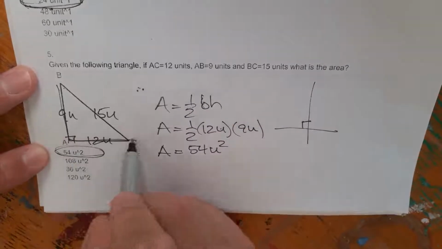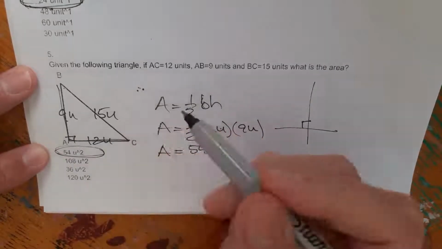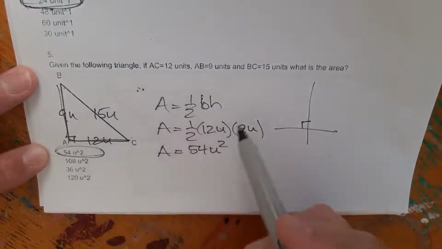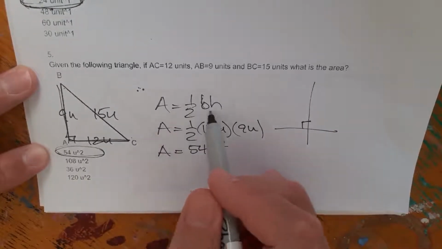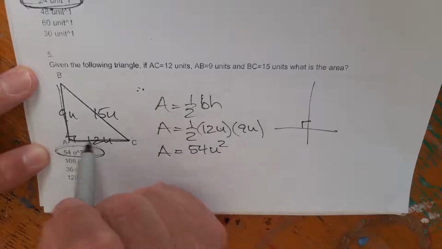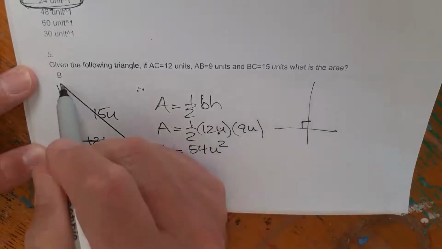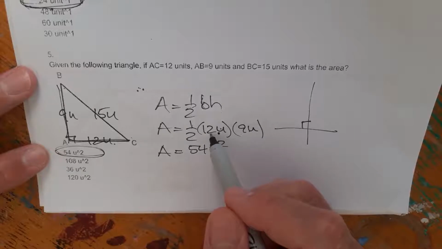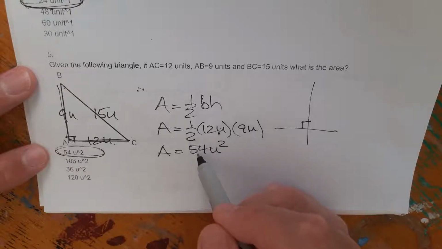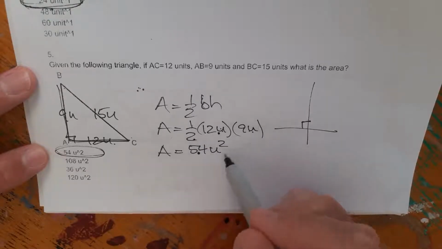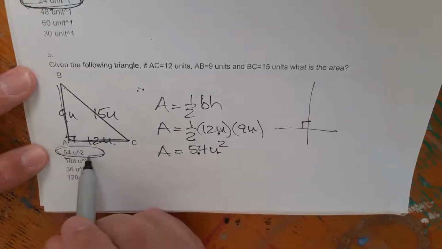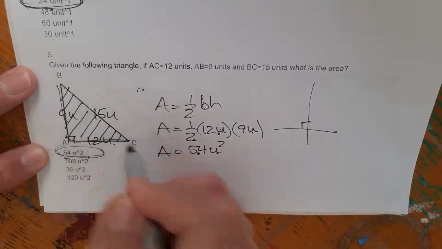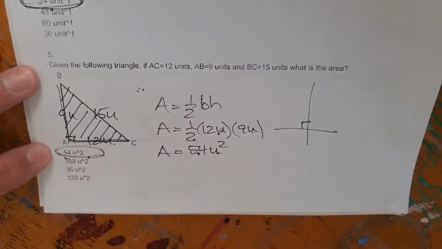Okay, 12 units is AC. AB is 9 units here, and this one's 15. So what do we have? We've got area, 1/2 base times height. Area equals 1/2. Here's a base, 12 units. Height, 9 units. 9 times 12 is 108. Divided by 2 is 54. Unit times unit is unit squared. 54 unit squared is the area. Remember, area is this, that contained by the perimeter.